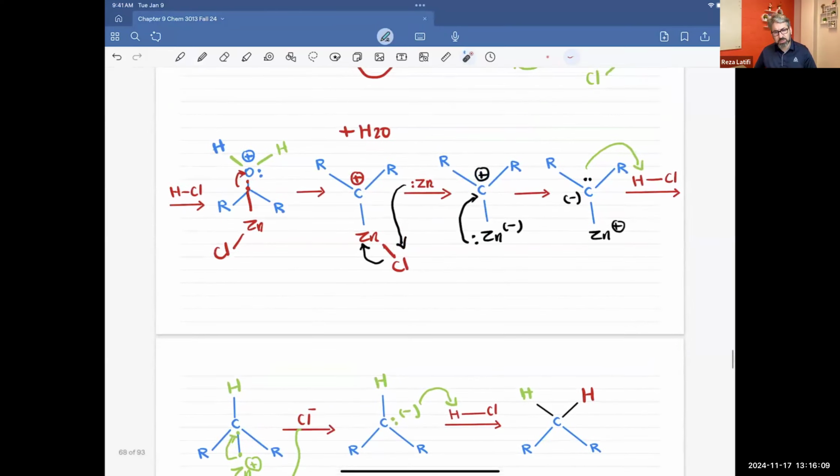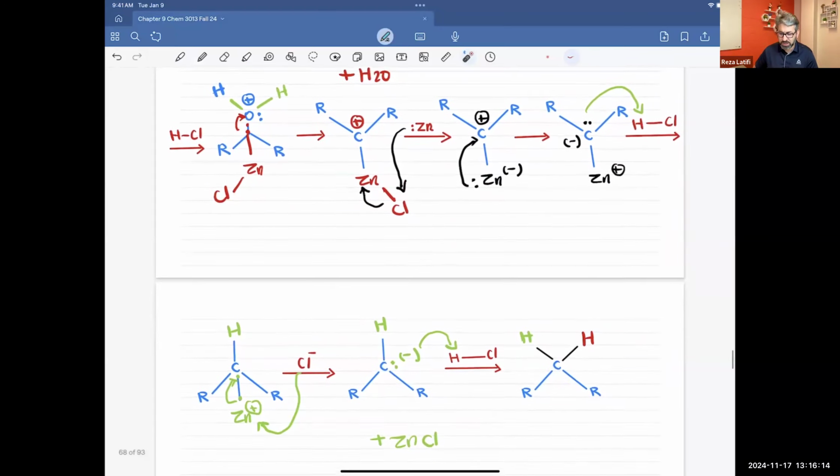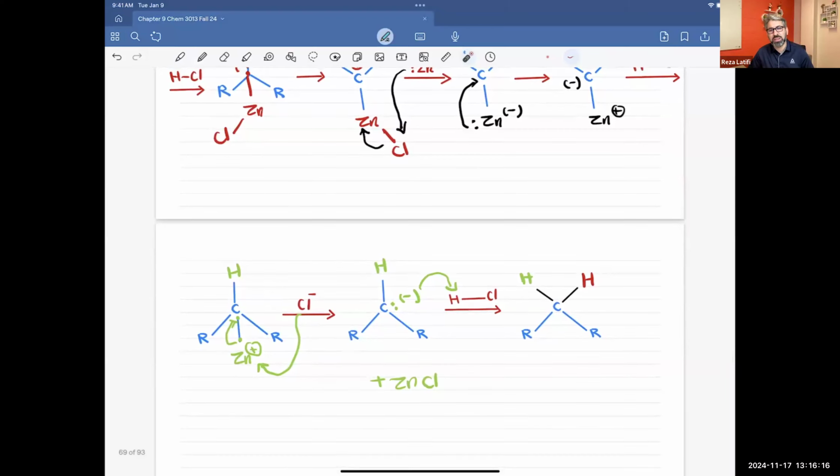And yes, the mechanism is a bit complicated, but it's not a bad idea to go through it and learn the mechanism. And this is going to be the end of this lecture, and thank you very much.